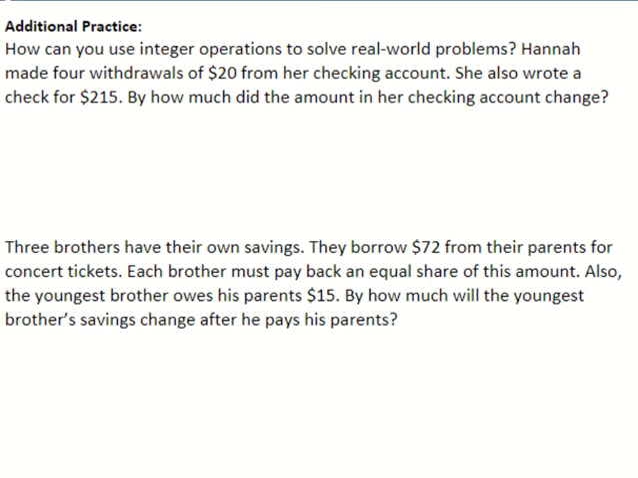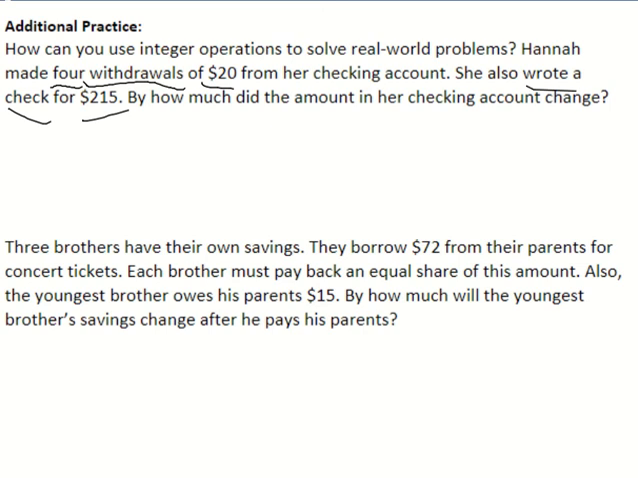So the first thing I would do is go find all the important things, right? She made withdrawals. Well, how many? She made 4, and they were each 20. And then she wrote a check for $215.